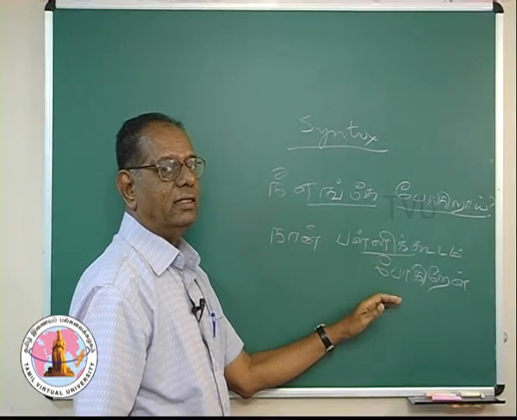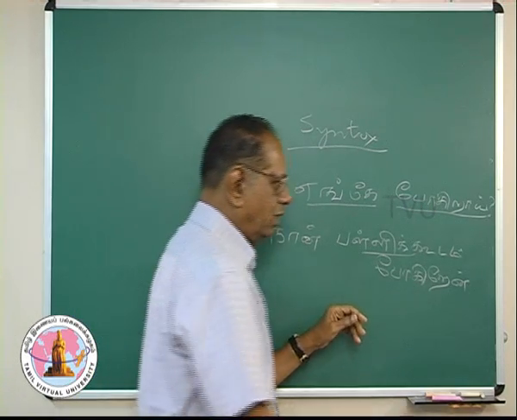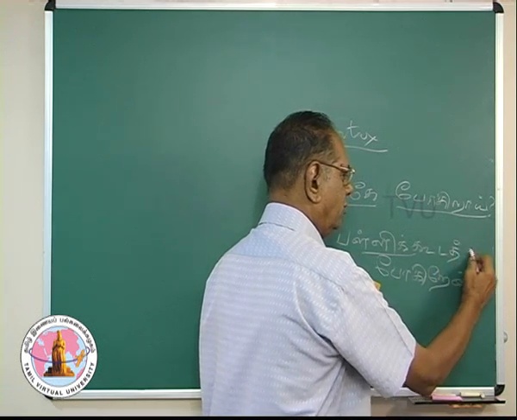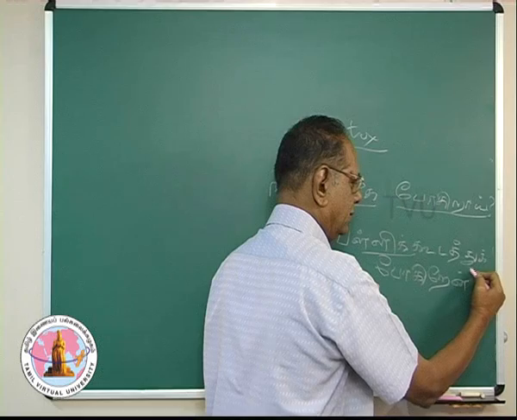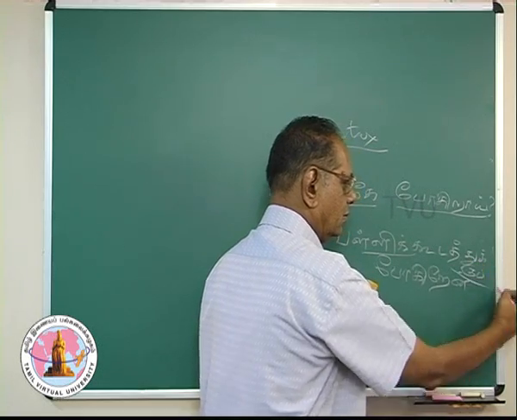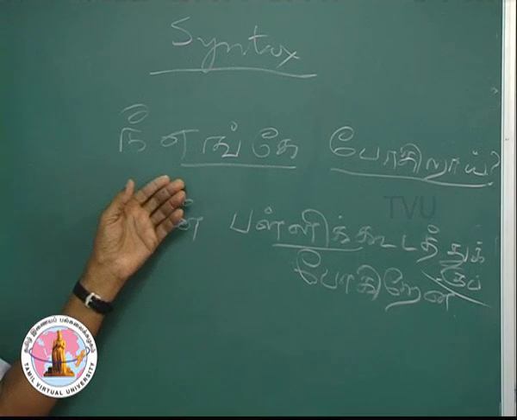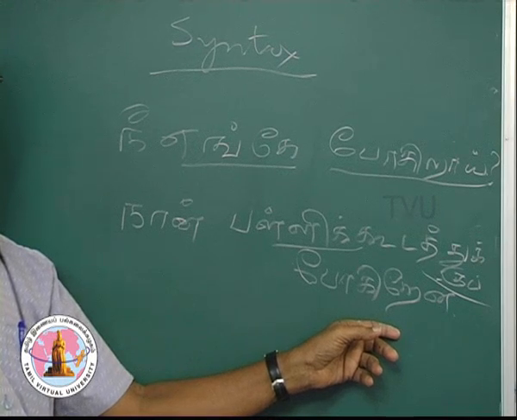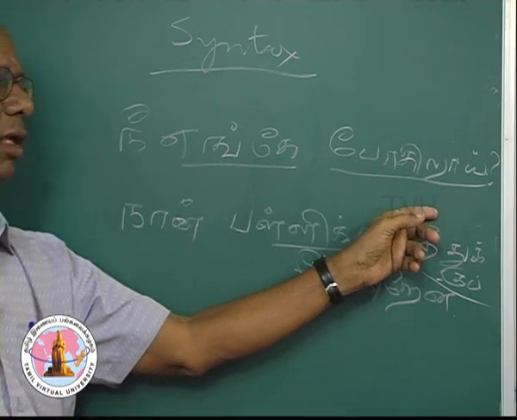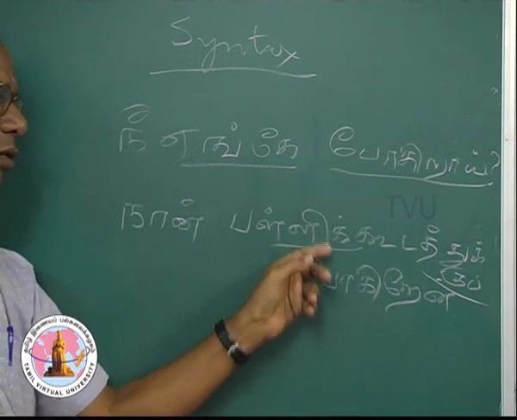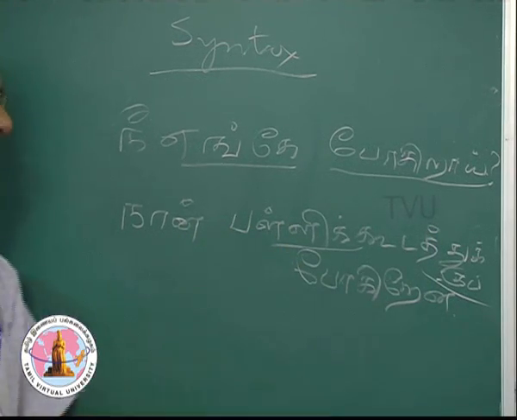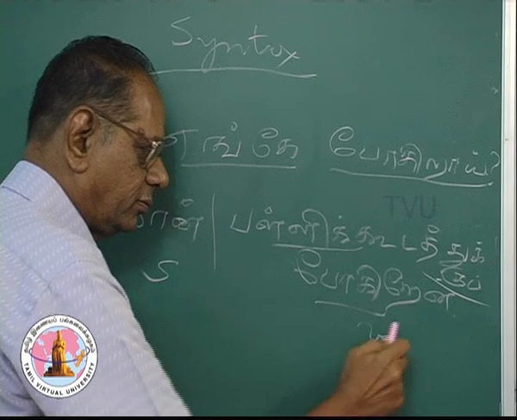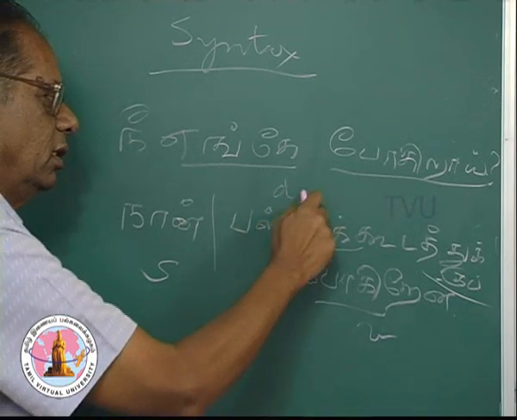Is this sentence right? Naturally, this must have the dative case. Is it not? நான் பள்ளிக்கூடத்துக்கு போகிறேன். நீ எங்கே போகிறாய்? நான் பள்ளிக்கூடத்துக்கு போகிறேன். In this sentence, this is subject, this is verb, and this shows the destination.